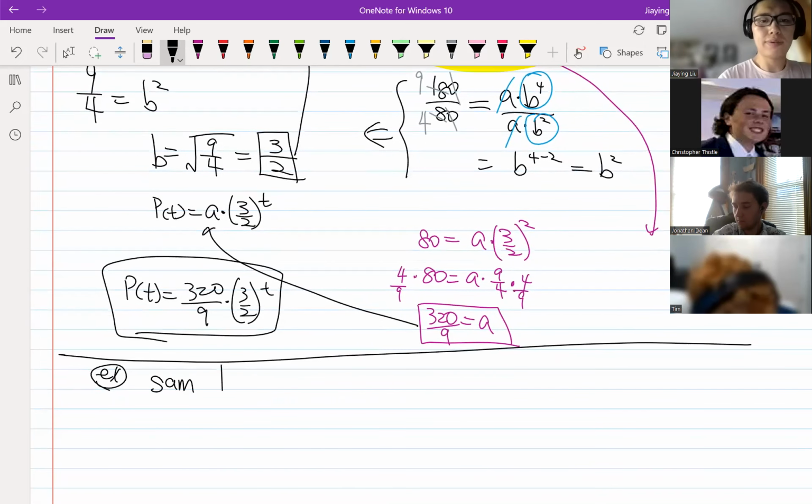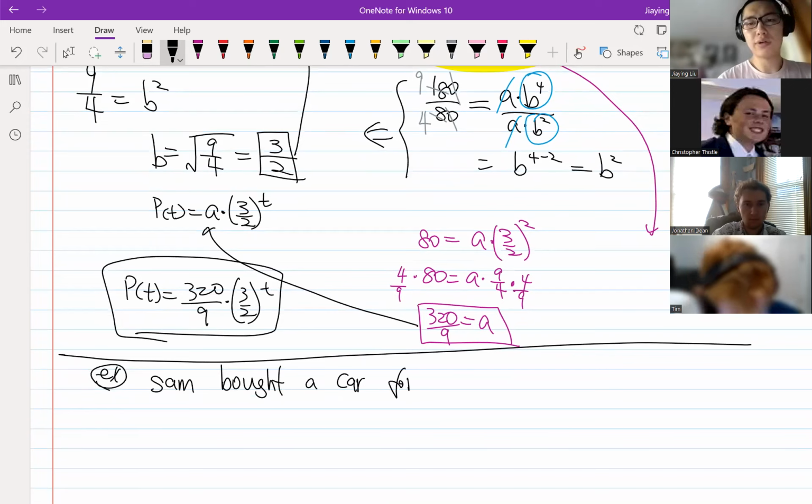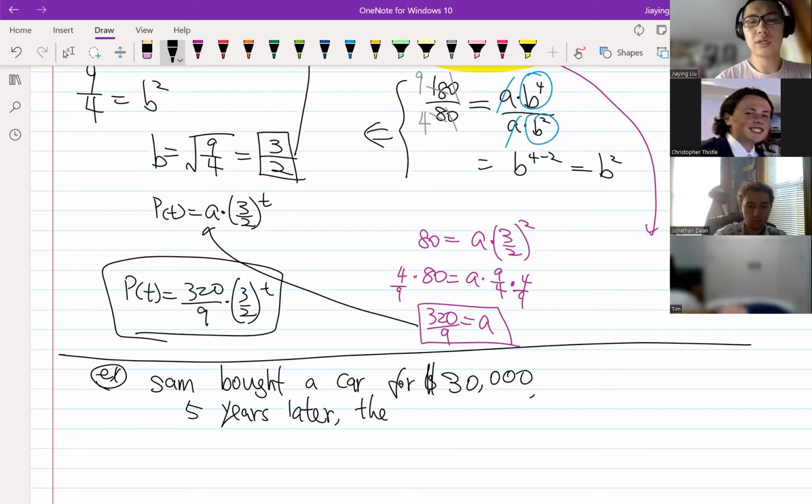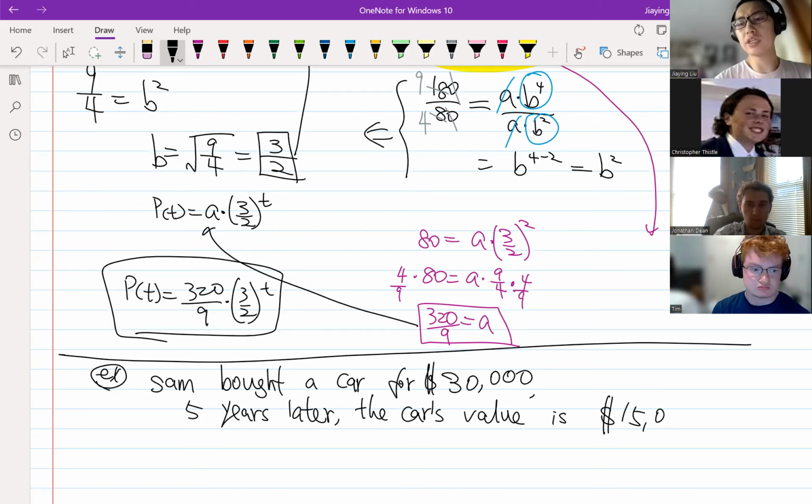Sam bought a car for, let's just say, $30,000. And 5 years later, the car's value is, let's just say, 15,000. The numbers here probably don't work very well, but anyway, we can make it work.